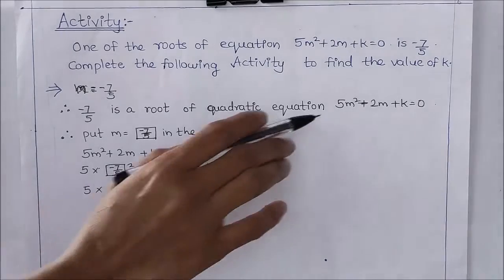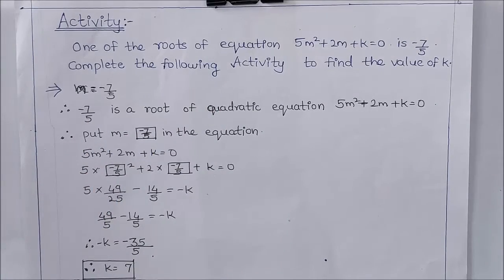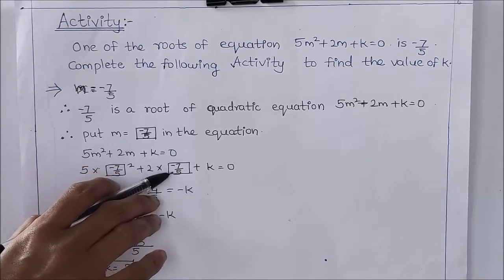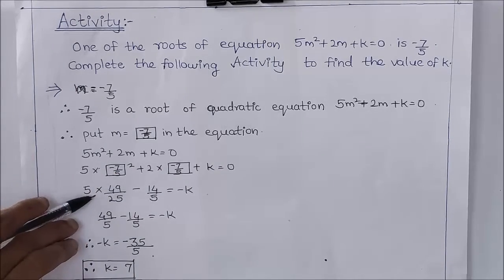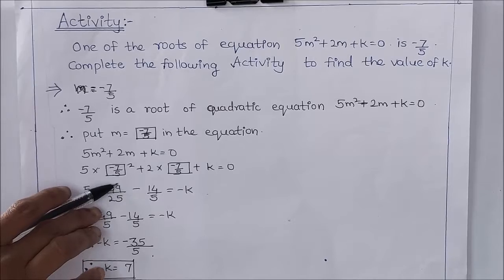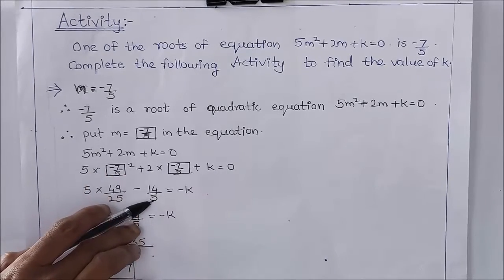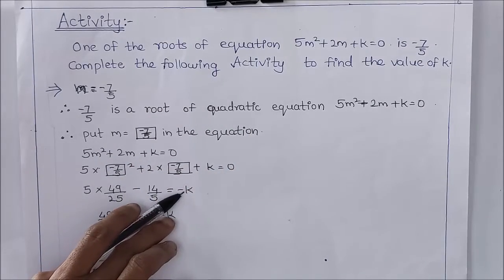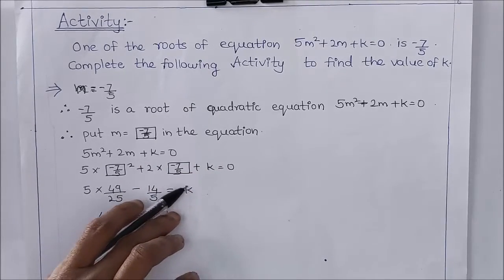If we substitute the value of m as minus 7 by 5 in the given equation, what do we get? 5 into minus 7 by 5 square plus 2 into minus 7 by 5 plus k equals 0. So 5 into minus 7 square is 49, 5 square is 25. So 5 into 49 upon 25, plus into minus is minus, 2 sevens are 14 upon 5, equals, we shift this constant term to the right-hand side. When we shift it to the right side, it becomes minus k.